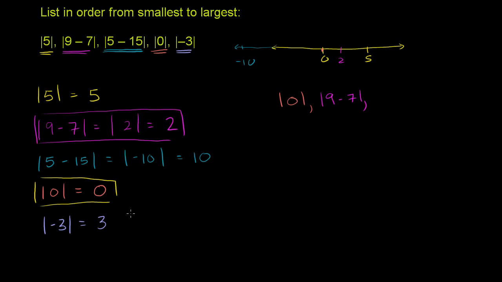And then what's the next smallest? We have this 3, and then we have a 5 and a 10. So the next smallest is this 3 right here, and that original expression was the absolute value of negative 3. Then we have this 5 over here, which was just the absolute value of 5. And then finally we have this 10 over here, which was the absolute value of 5 minus 15. And we are done.